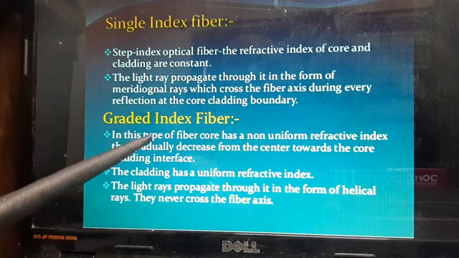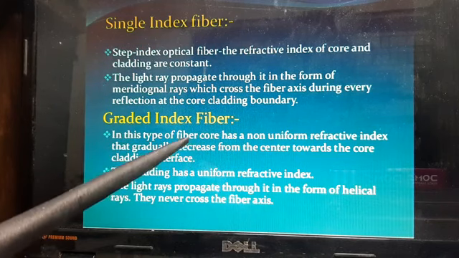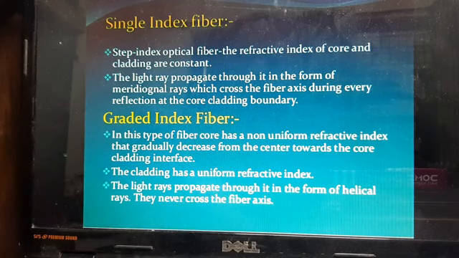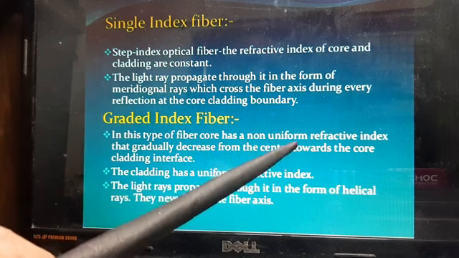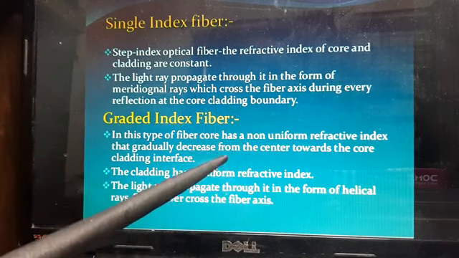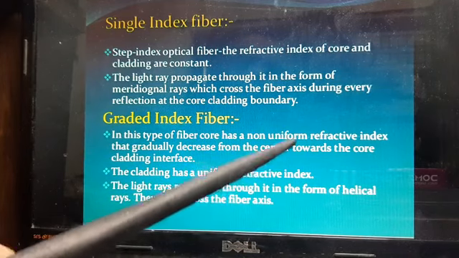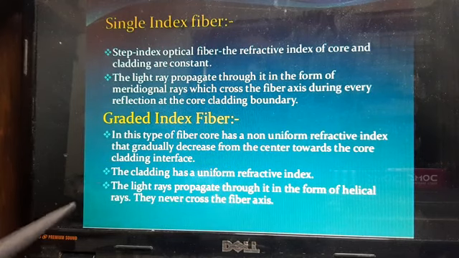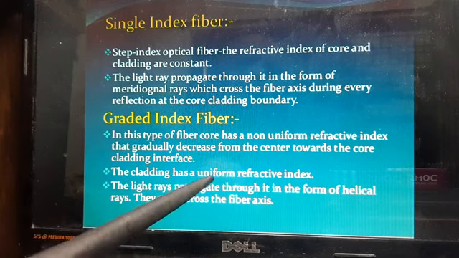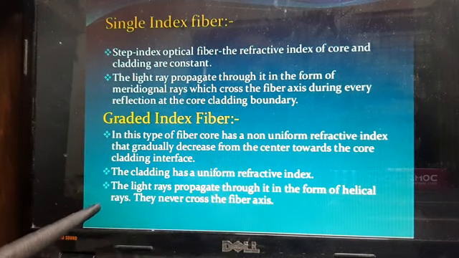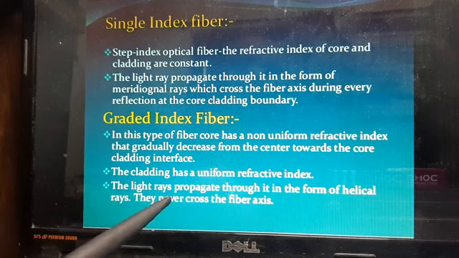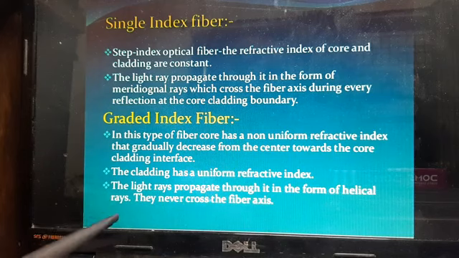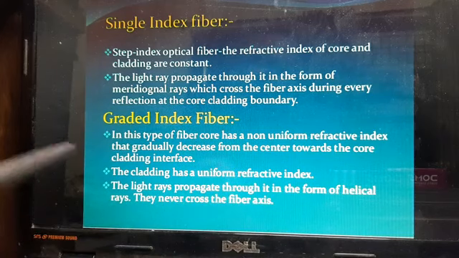But in graded index fiber, it has a non-uniform refractive index, not constant, that gradually decreases from the center towards the core cladding interface. And the cladding has a uniform refractive index. The light ray propagates through it in the form of helical rays, and they never cross the fiber axis.